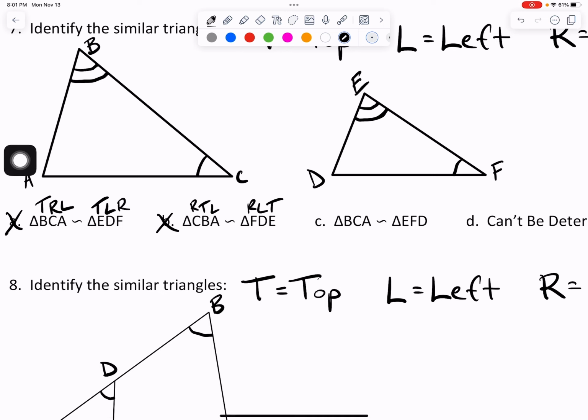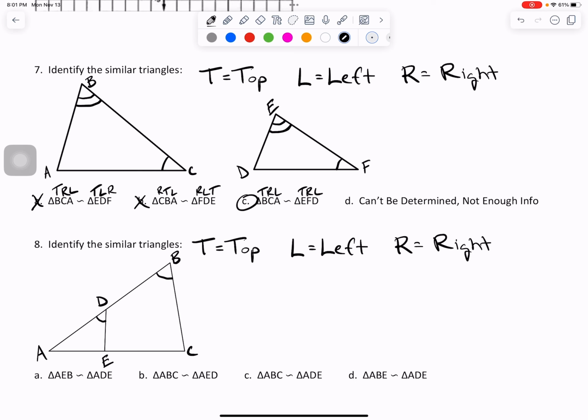It's TRL, so I'm just going to go ahead and put TRL. All right. Then it's saying EFD. E is on top, F is to the right, and D is to the left. We are officially live on TRL. It's similar to TRL, all right? Do you see how those align? I can make it a lot simpler. You can use the same strategy for the next one.